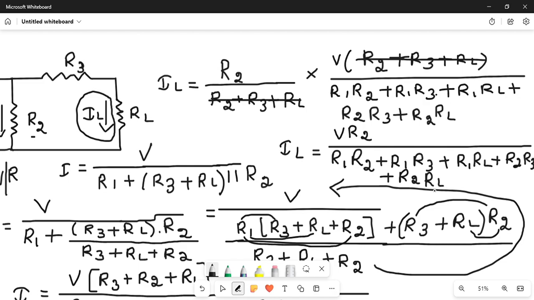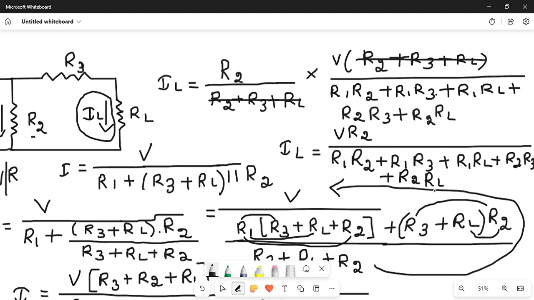Right? So now what do we get? We get IL. What is IL? My IL is the load current. So we got the load current, and now here you can see that. Now if we want to find the same IL using Thevenin's theorem, correct?